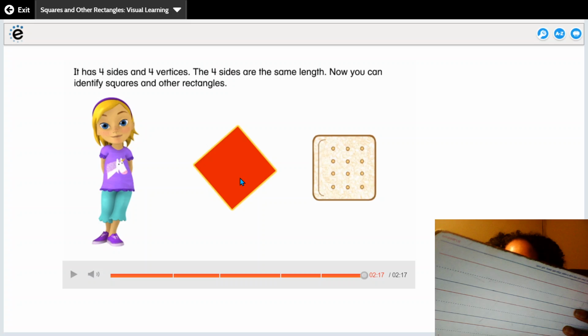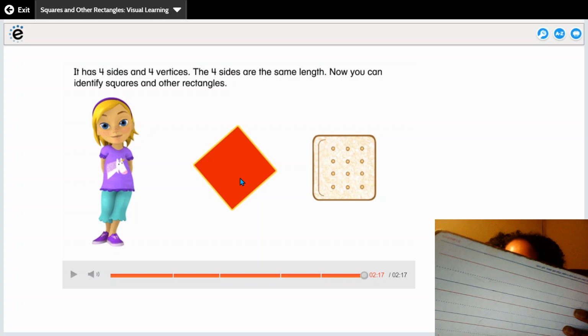How many sides does it have? 4. It has 4 sides. Good. How many vertices or corners does it have? It has 4. Good. And are all of the sides the same shape? Or actually same size? Are all of the sides the same length or size? Yes, they are all the same size. Good. So what shape did they put an X on here? The square. They put an X on the square.